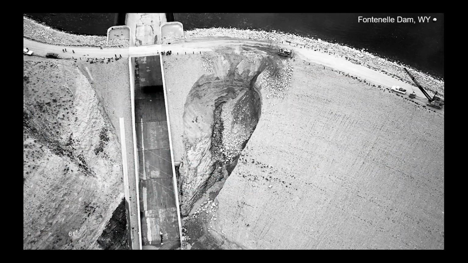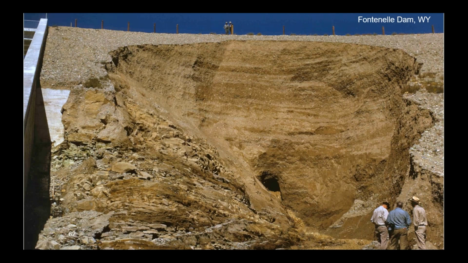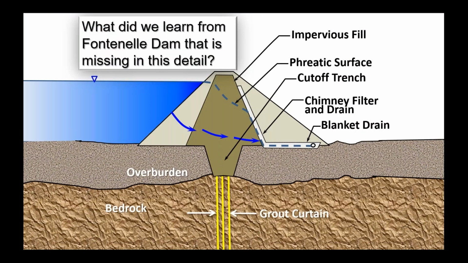So now we're looking at Fontenelle Dam. This is a dam that was built with that exact same detail that we saw. It had a clay core, it had a chimney drain, it had a blanket drain. And as these photos show, we still have a problem. So we're missing a detail. There's still something missing from our design. So let's take a look at this.